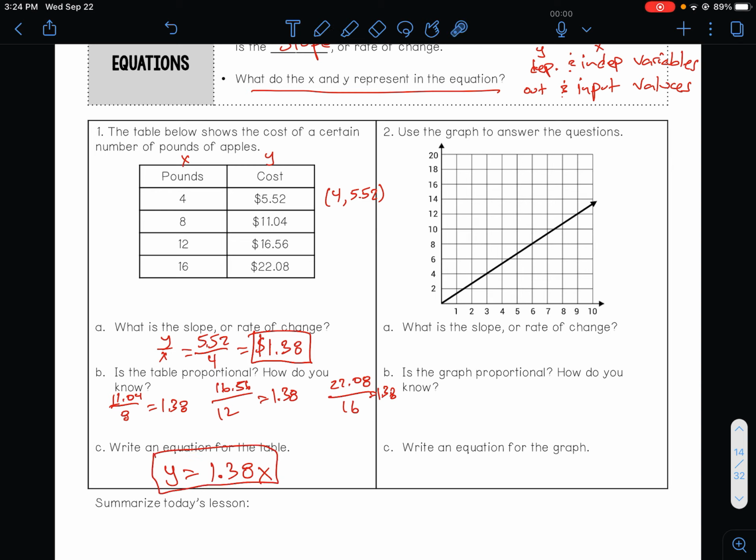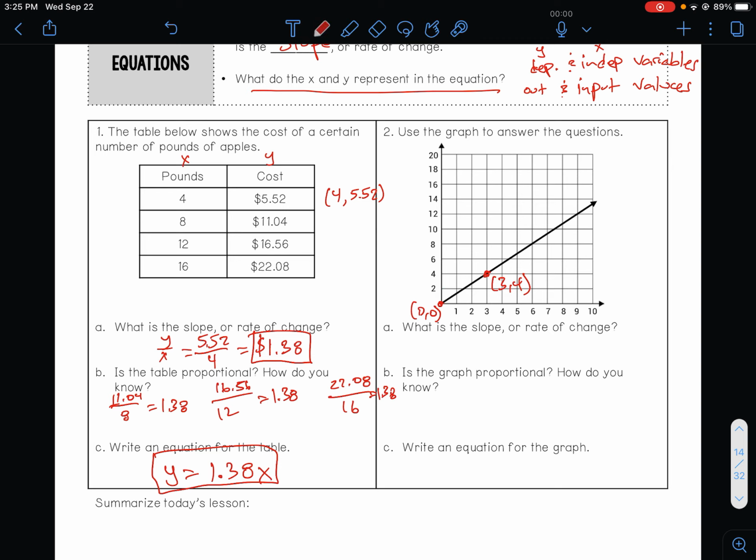All right. Let's take a look at number 2. Use the graph to answer the questions. What is the slope or rate of change of this line? Well, let's choose 2 points that land at corners. This is 0, 0. And the next corner is this one. It looks like 3 and 4, because remember, look at this. This says 4, even though it's only 2 up.